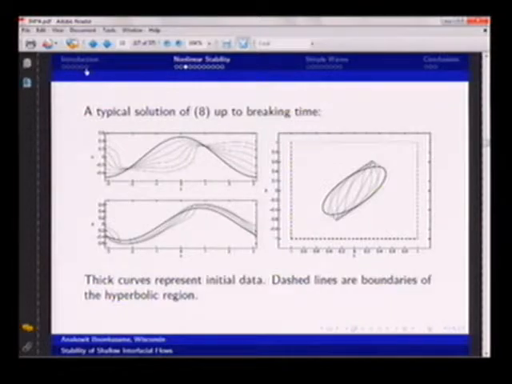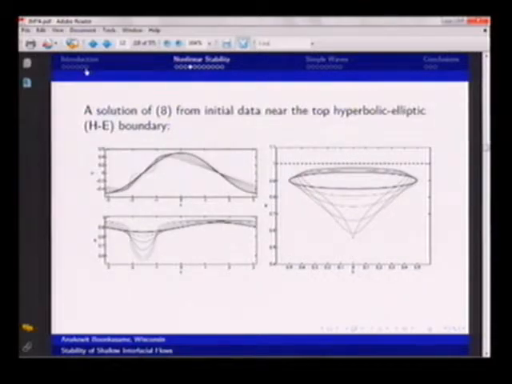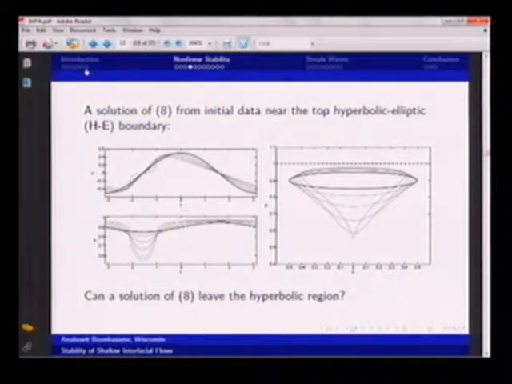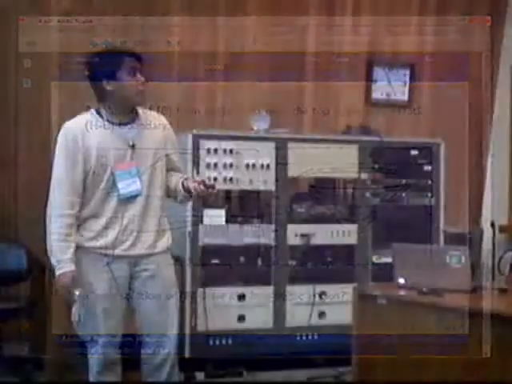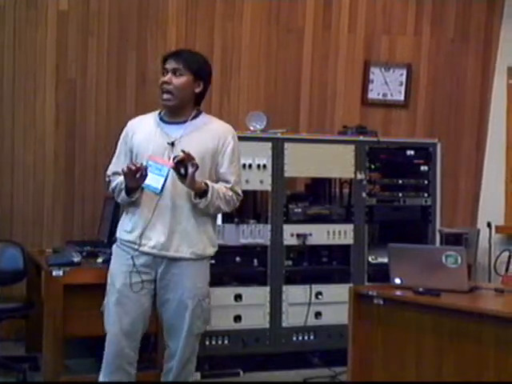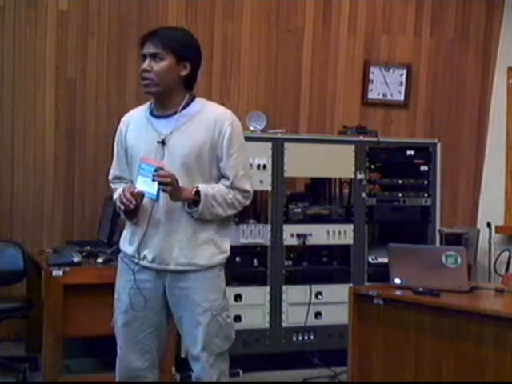All right, so let me show you another solution. But now I'm going to put the initial data very close to the hyperbolic boundary, like this. Okay. And you look at this solution, and you feel that the solutions try to avoid crossing the hyperbolic boundary. Right? So you ask this question, can a solution of the system 8 leave the hyperbolic region? And the answer is never. Never for any initial data inside the hyperbolic region.